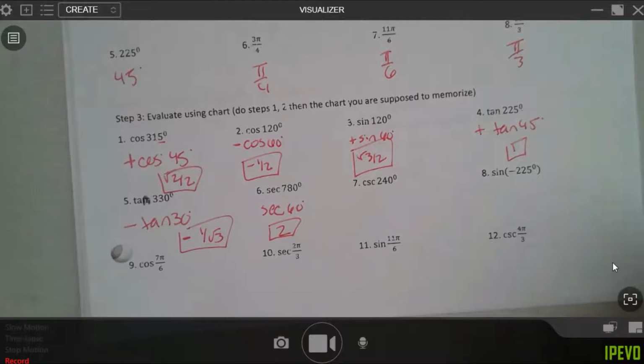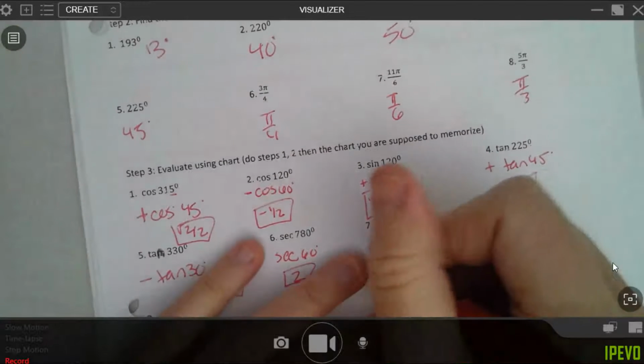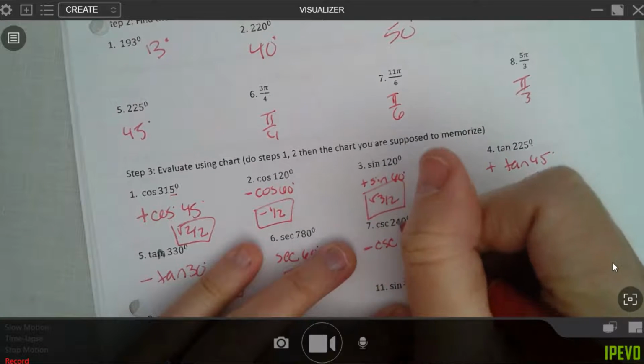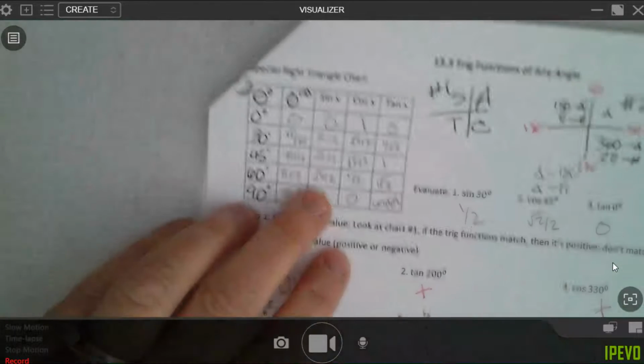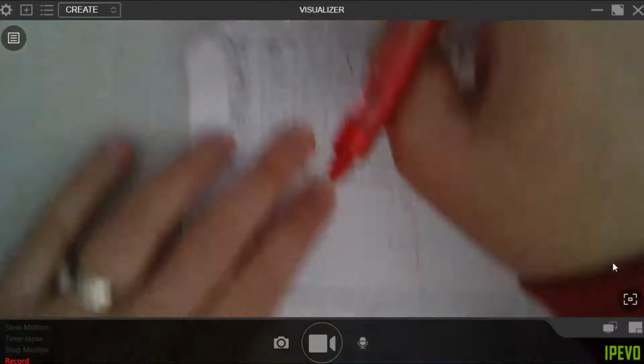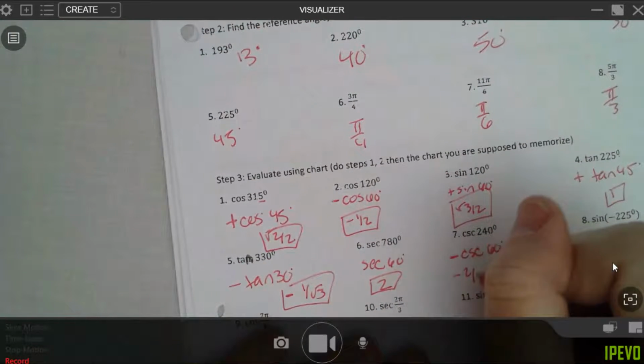All right, cosecant 240. So that's a negative quadrant. Reference angle is 60 degrees. So this is sine's reciprocal. So I'm going to go up to sine of 60, and I'm just going to flip it. So my answer should be negative 2 over square root of 3.